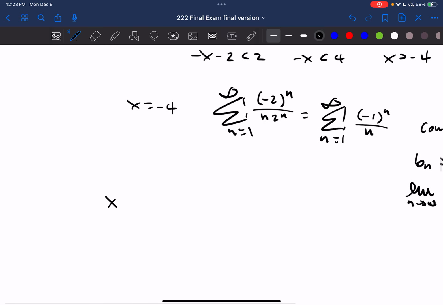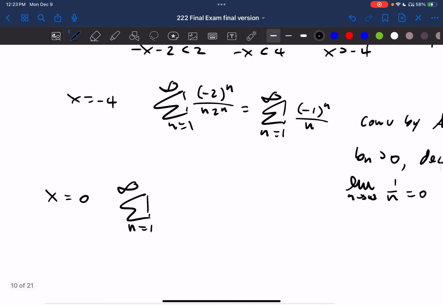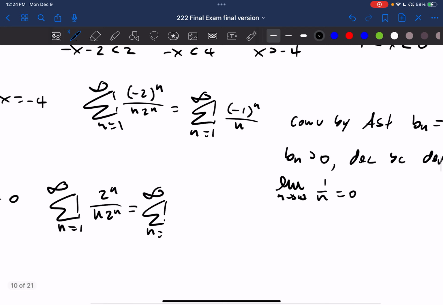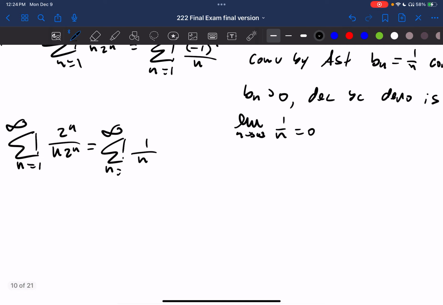When x is equal to 0, which is our other endpoint, we're going to get a summation from n equals 1 of x plus 2, and x is 0, so it's 0 plus 2 to the n divided by n times 2 to the n. This is going to be equal to 1 over n. And we know this is going to diverge because it's a harmonic series, or diverge by the p-series test where p is equal to 1.